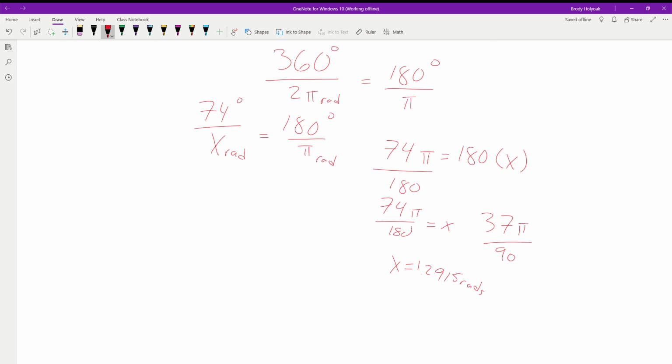Most of the time when we're solving stuff, we're going to bring it all the way down till we have a decimal number, because that's how we operate, using decimal numbers. We don't have pi just floating around.